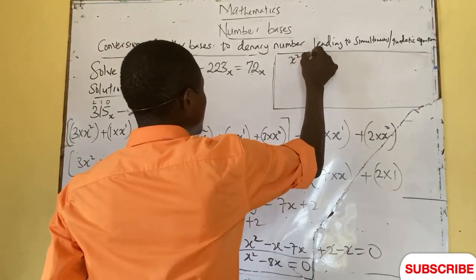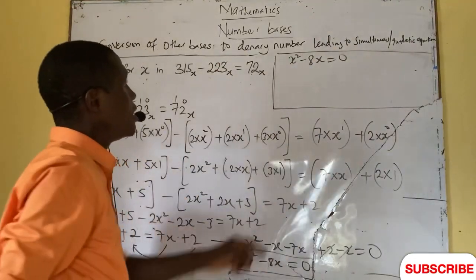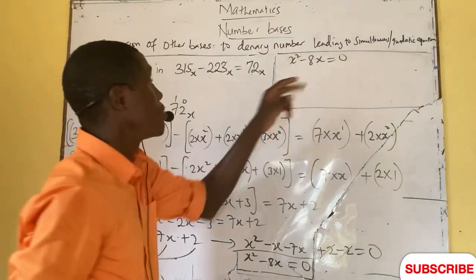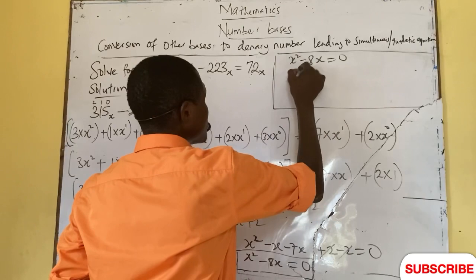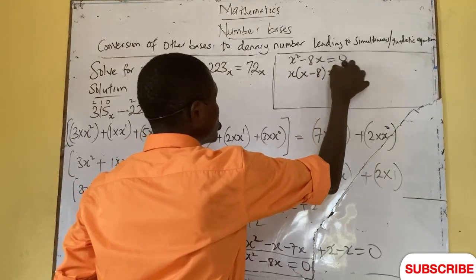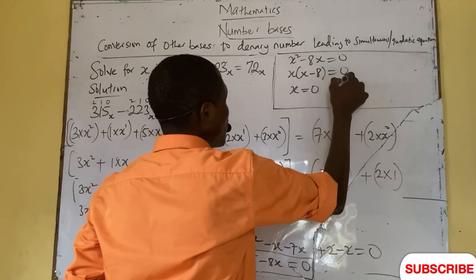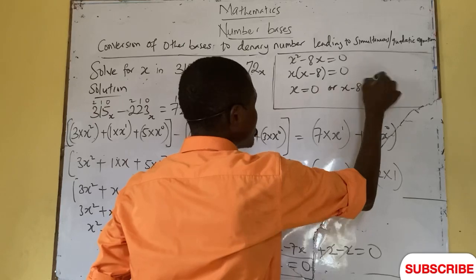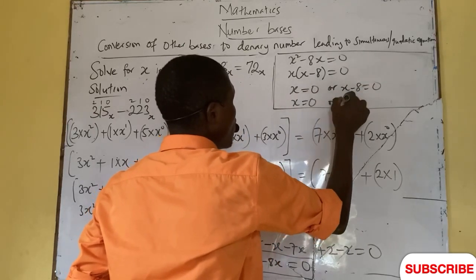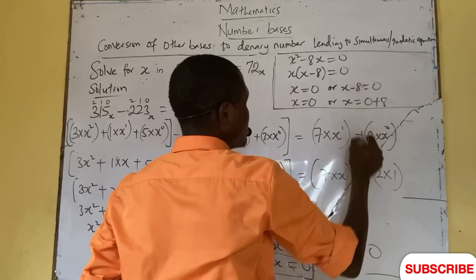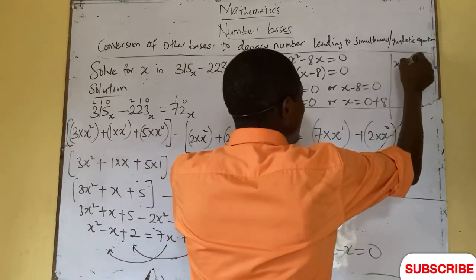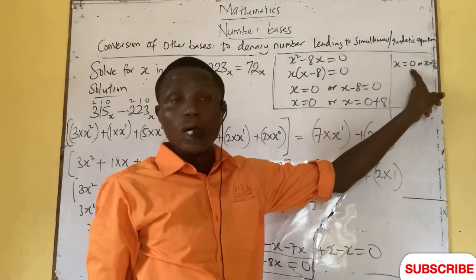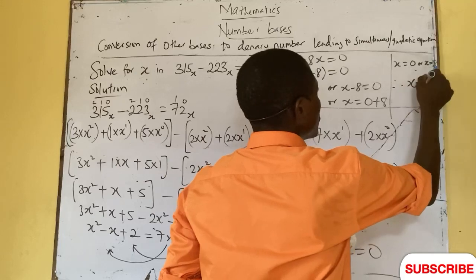We have x squared minus 8x equal to 0. So what we do here is just to factorize, because this is a 2-term quadratic equation. So there's no third term. So we just factorize x in bracket x minus 8 equal to what? 0. So x is equal to 0 or x minus 8 equal to what? 0. So x is equal to 0 or x equal to 0 plus 8. So with it now, we have x equal to 0 or x equal to 8. Since your base number can never be 0, therefore our x is equal to 8.